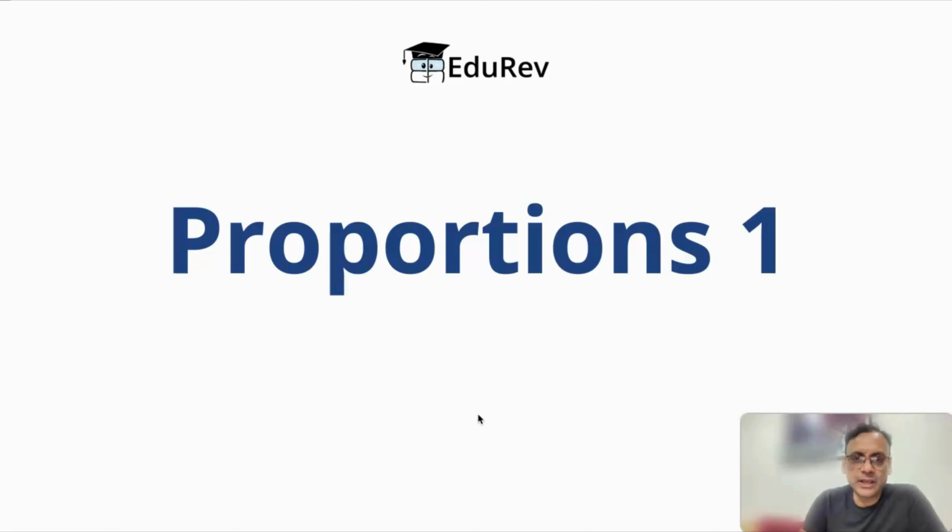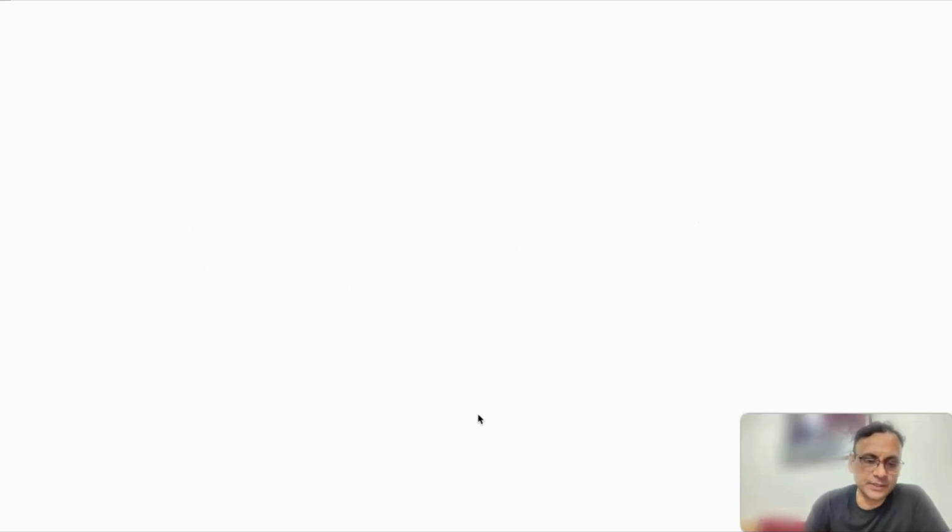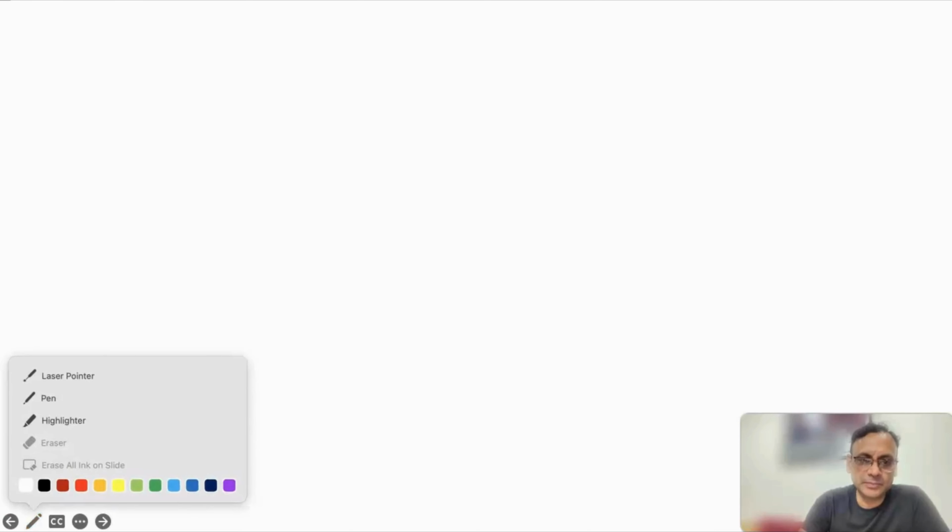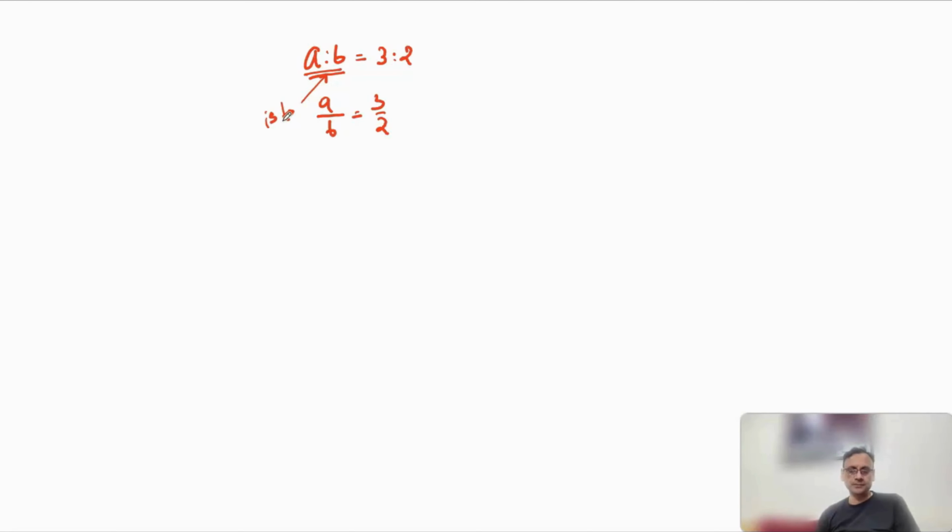If you remember, in ratio, we had discussed that anything of the type A is to B, which we write like this, is called a ratio. So if I say A is to B is 3 is to 2, I can also say A by B is 3 by 2, right? So this A is to B is a ratio, and this colon in between is read as "is to".